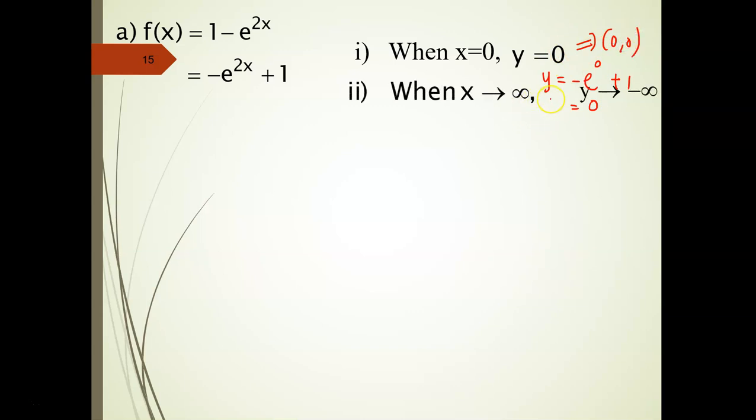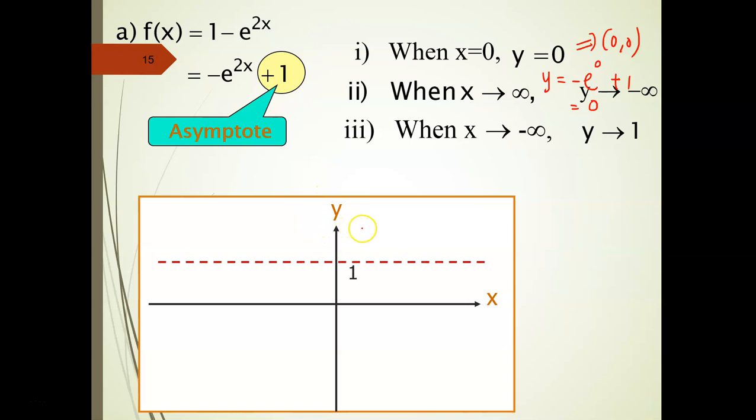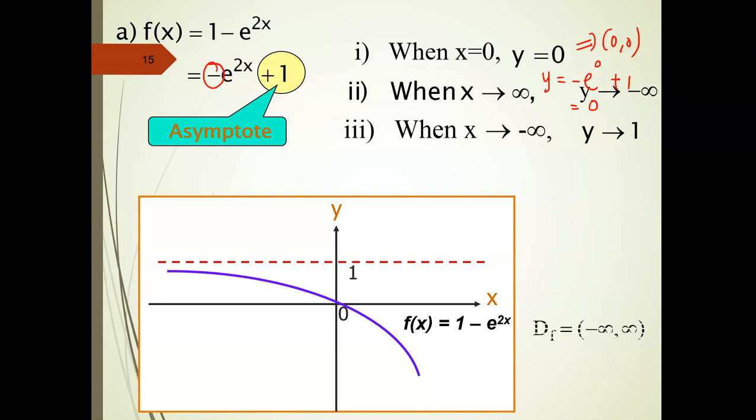When x approaching infinity, then your y will be approaching negative infinity. When x approaching negative infinity, then your y will be approaching 1. So that is the asymptote here, plus 1. So there will be a horizontal line at y equals to 1. Okay, so that's the graph. Why is it below here? Because we have negative here. y equals to 1 minus e^(2x). So that is the domain, that is the range.